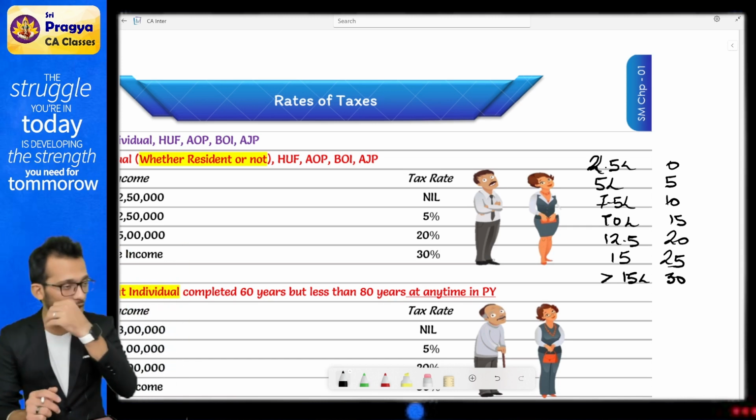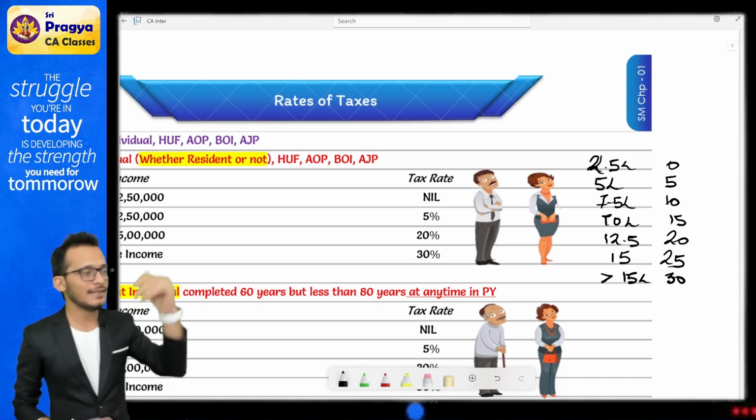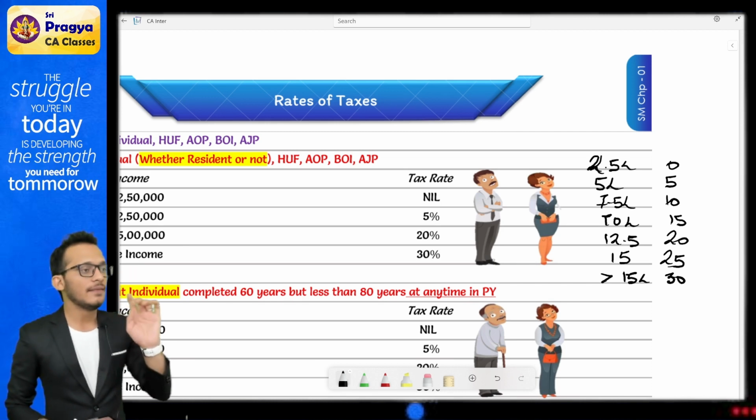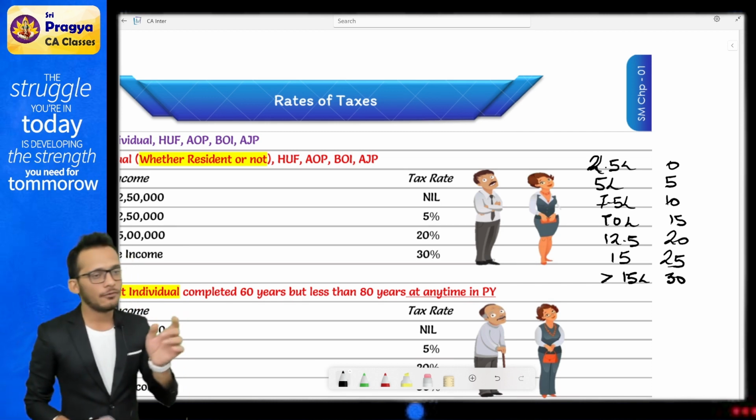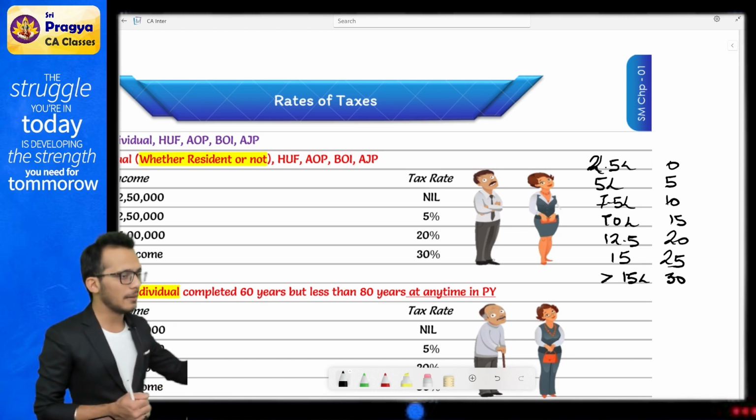In capital gains, you have 112A taxable at the rate of 10% in excess of 1 lakh. Then 112 taxable at the rate of 20%. Then 111A taxable at the rate of 15%. Any other short-term capital gains comes in the slab rates.